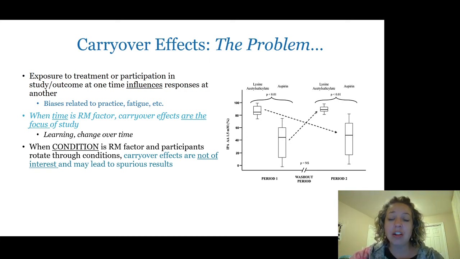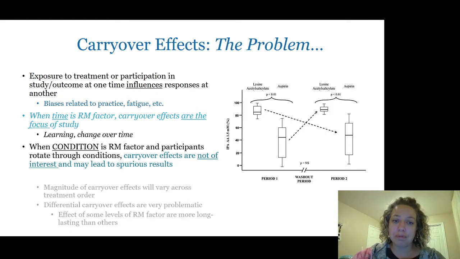Now, how long should the washout period be? It completely depends on the thing that you're studying, and no statistician is going to be able to tell you the right answer. You as the expert are going to know better.